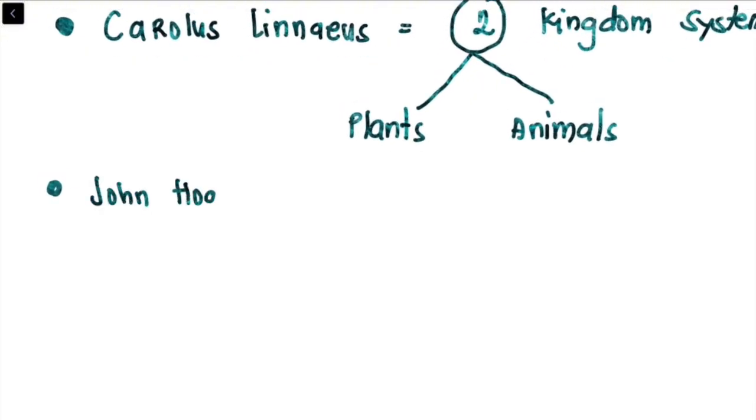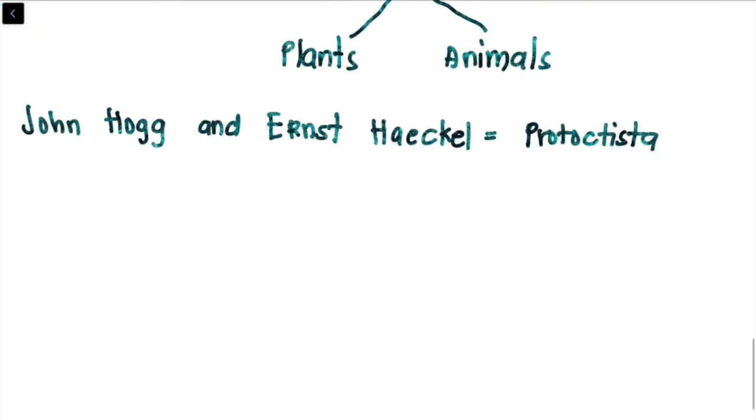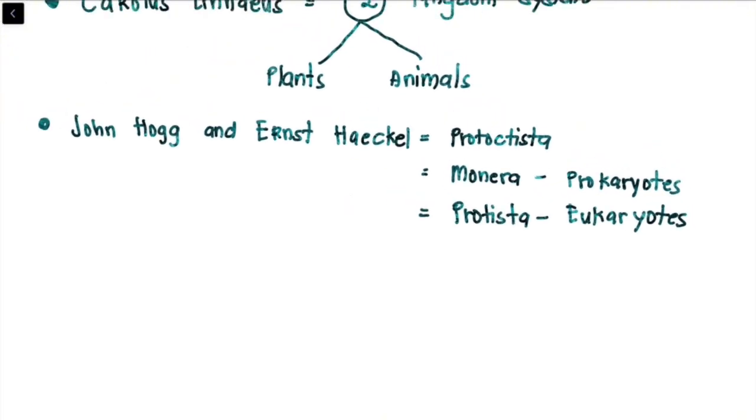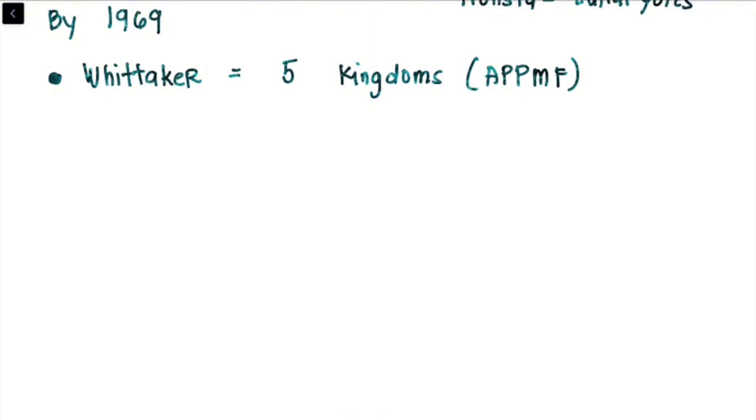By 1866, you have John Hogg and Ernst Haeckel. They add another kingdom which is Protoctista. Under doon ang protists, fungi, tsaka bacteria. Okay? And then by 1930s, nandun po yung Kingdom of Monera, and then Kingdom of Protista. Then by 1969, itong si Whittaker, he proposed 5 kingdoms. Basically, you have Animalia. Dinagdagan niya yung dalawa ni Carolus Linnaeus.